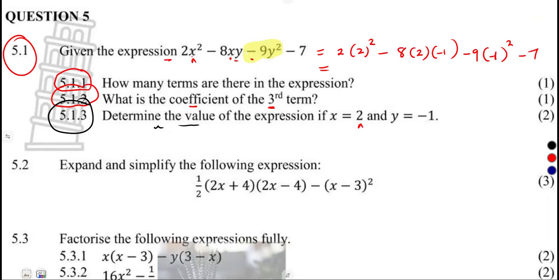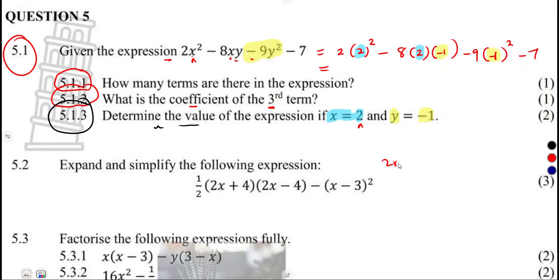So you substitute in place of x what represents our x. X is what? X is 2. So in place of x, you put what? A 2. And y is what? A negative 1. So in place of y, you put what? A negative 1, like that. Then you can simplify further.